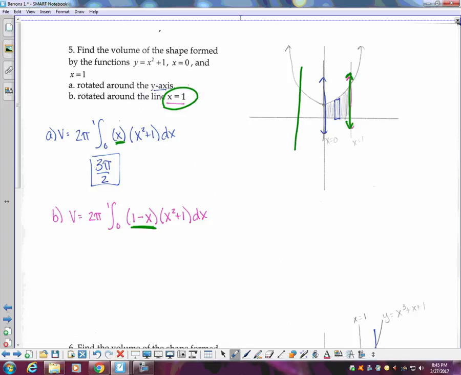If it was over here, let's say at X equals -1, then this would be X minus a -1, which would be X plus 1. So if it's to the right or above it, it's the number minus X or the number minus Y. If it's below it or to the left, it's the variable minus the number.